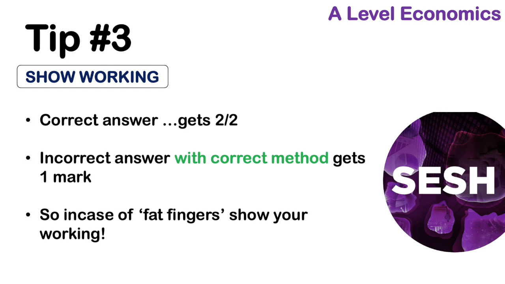Now tip number 3, very important, is show your working. Although you can get 2 out of 2 for just giving the correct answer, many of you suffer from fat fingers, finger fudging. So it's important, if you do accidentally have your fat fingers on your calculator, show your method, because correct method with incorrect answer gets you 1 out of 2, and that could be the difference.